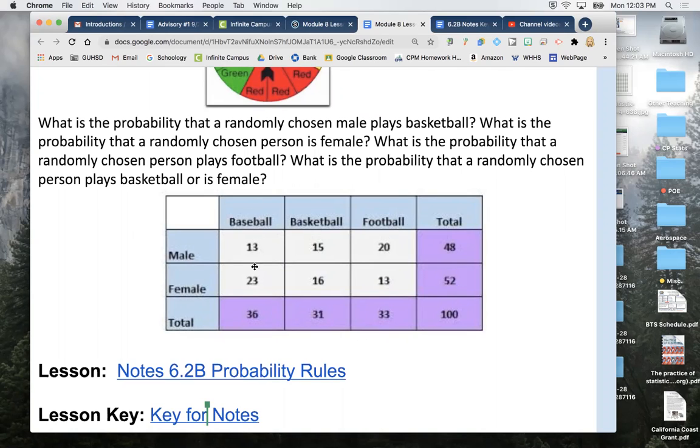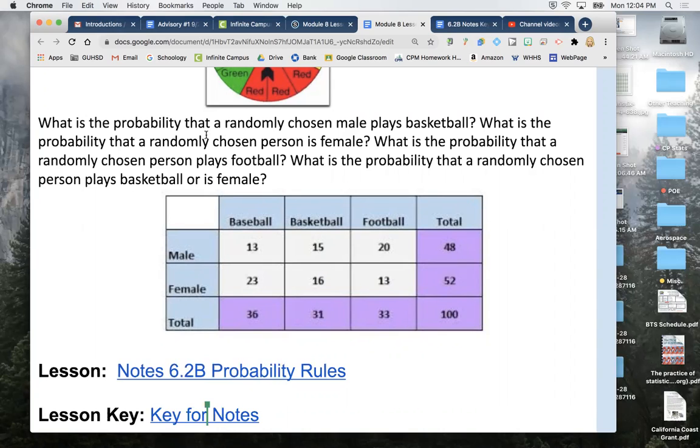There are a total of 36 people who chose baseball as their favorite sport. There are 31 total that chose basketball and 33 that said football. This number 13 right here is a male who said baseball. There are 13 males that said baseball was their favorite sport. That's what each of these means.